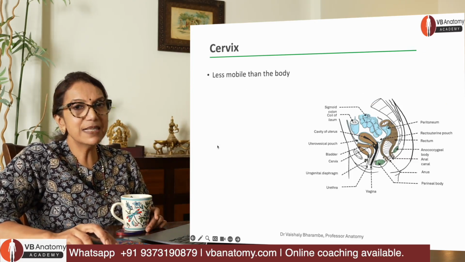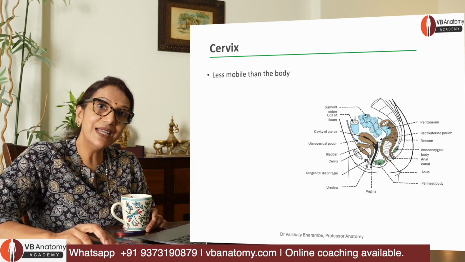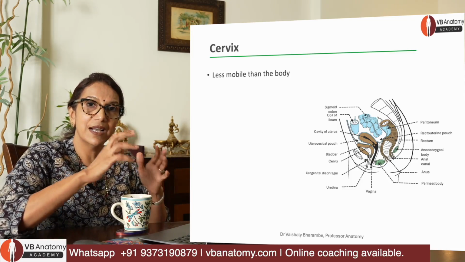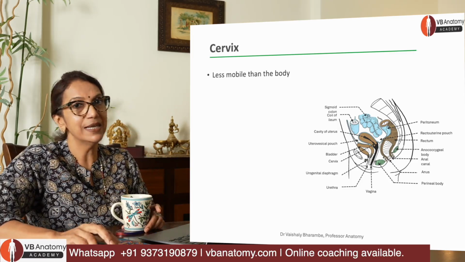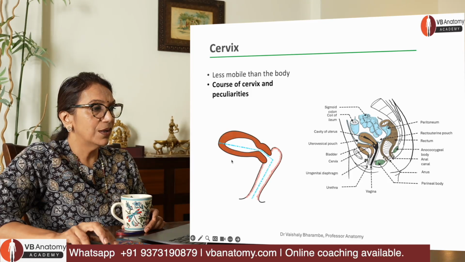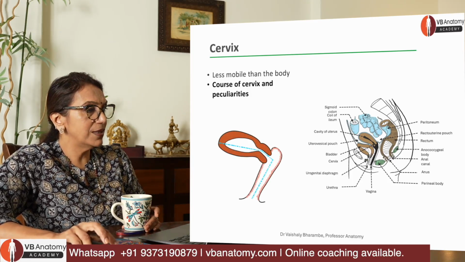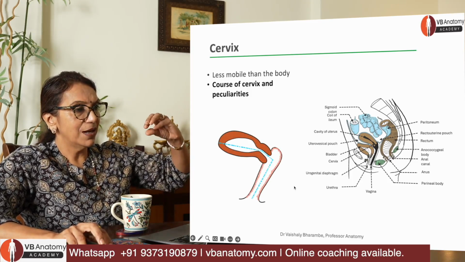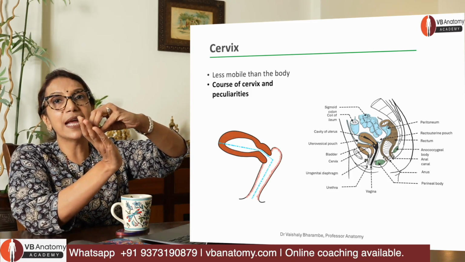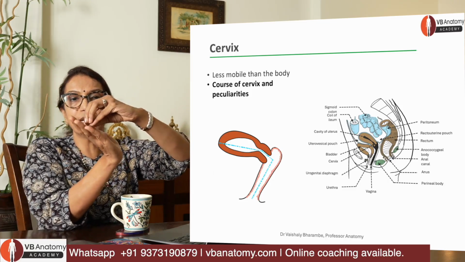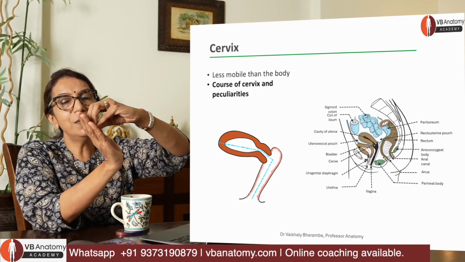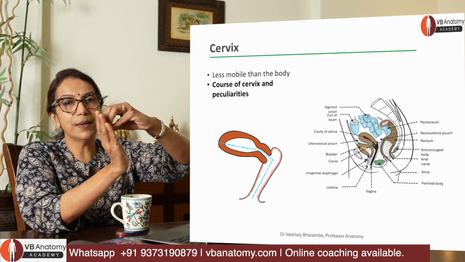We keep saying it is less mobile than the body. Question is, why is it less mobile? Is it involved in fixation of the uterus and as a support of the uterus? Let's understand. So, observe in this image how the cervix seems to have a way of entering into the vagina so that between them they form a right angle. This is the cervix, this is the vagina. See how it's entering through the anterior wall of the vagina, forming an angle of 90 degrees between them.